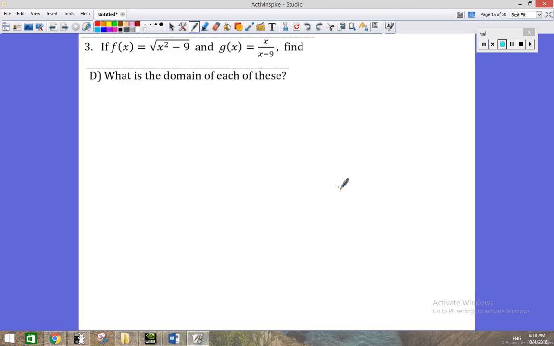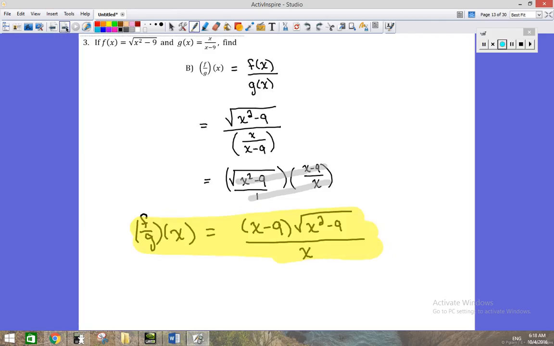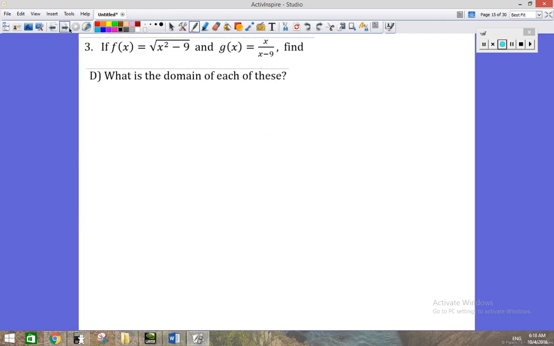The domain of each of these: the first one in part A was the product. I don't necessarily need to come back and look at that expression. I can use the domain of f and the domain of g to determine what the domain of that product is. So to find the domain of f, we look underneath the radical, and x squared minus 9 is greater than or equal to 0.